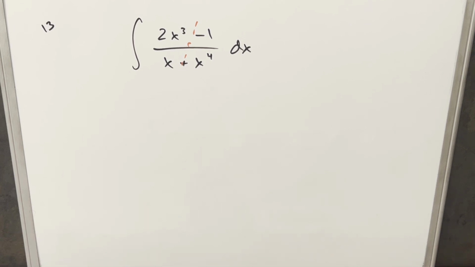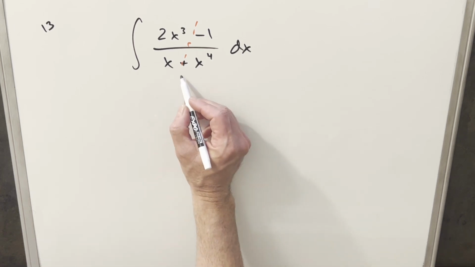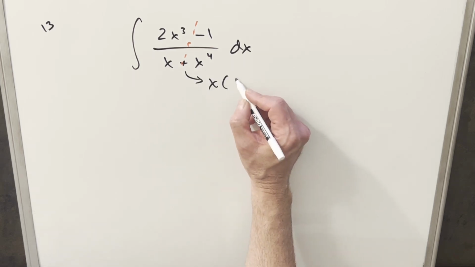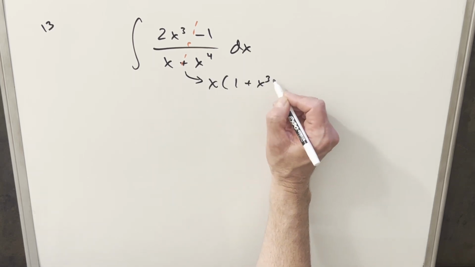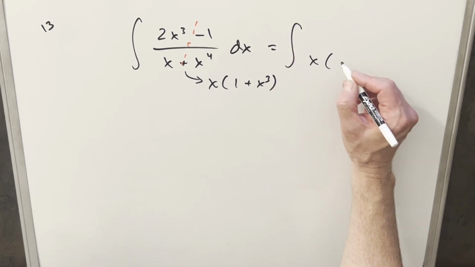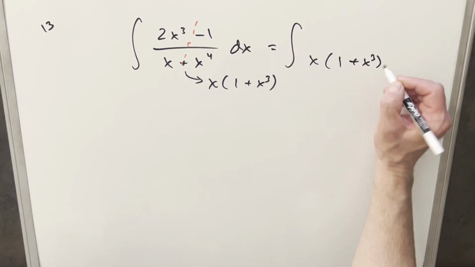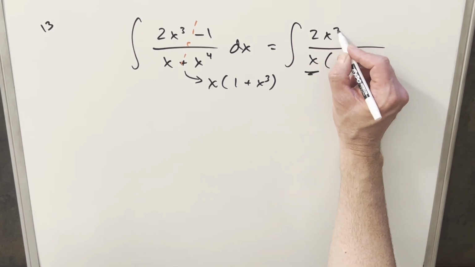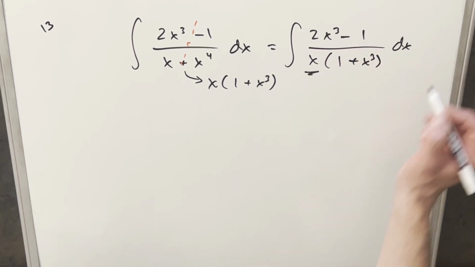But then when I was messing with it, it actually seems a little quicker if I can just factor this denominator. I can factor out an x here and write this as x times (1 plus x cubed). And then if we rewrite it in this form, with the x times (1 plus x cubed) here, we can divide this x into the numerator and get some simplification.